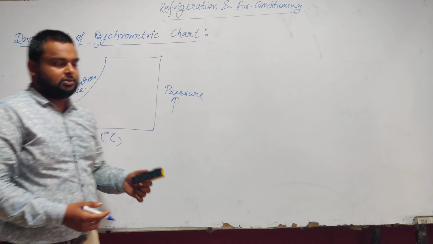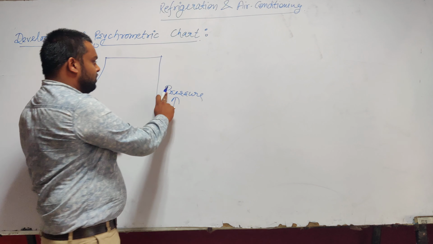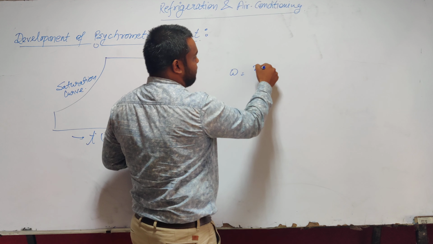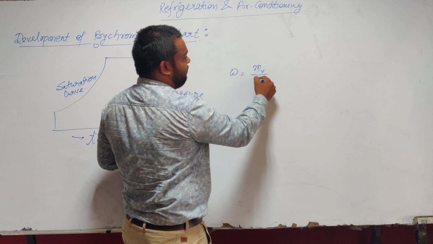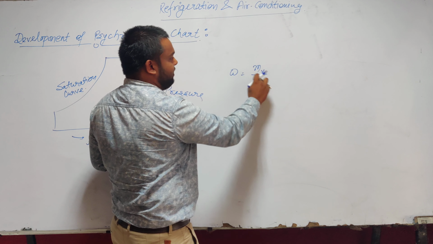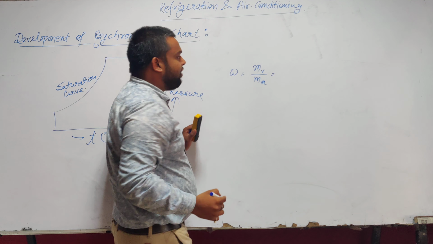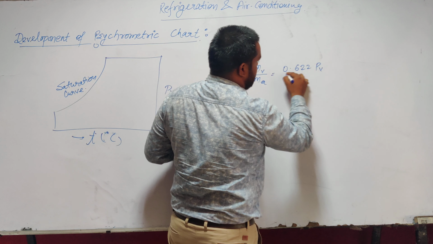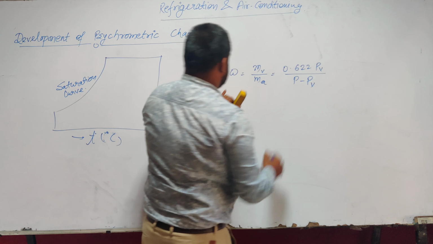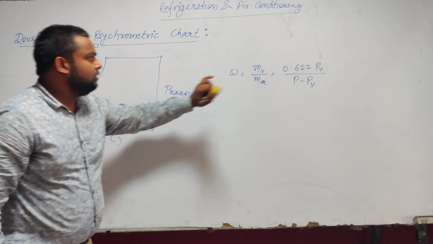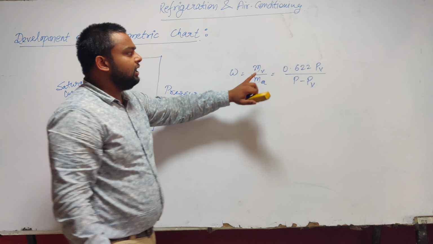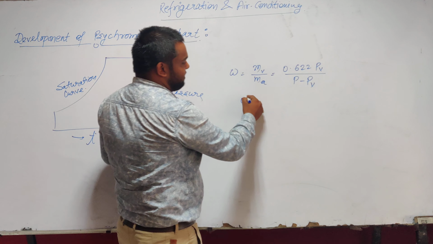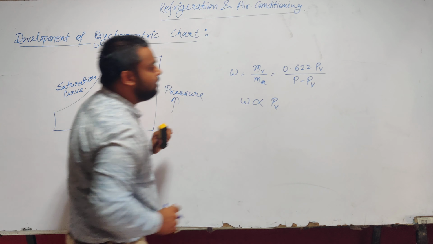But after some days it was found that specific humidity is the ratio of mass of water vapor per kg of dry air, and on expansion we find that it equals 0.622 pv upon (P minus pv). This formula is developed between the specific humidity and the partial pressure of water vapor. So specific humidity is directly proportional to the partial vapor pressure.